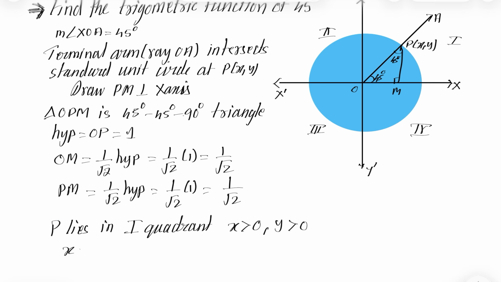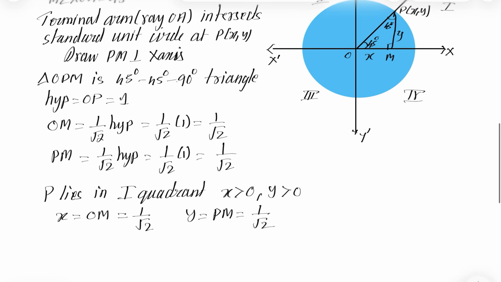So x is equal to OM. ये x है और ये PM y. OM, that is equal to 1 upon root 2. And y is equal to PM, that is equal to 1 upon root 2. अभी आगे ये पॉइंट P क्या आएगा? (x, y) is equal to (1 upon root 2, 1 upon root 2).